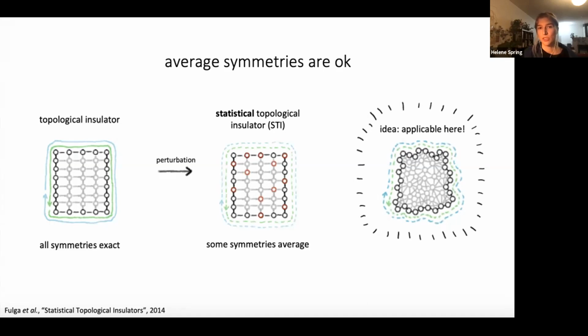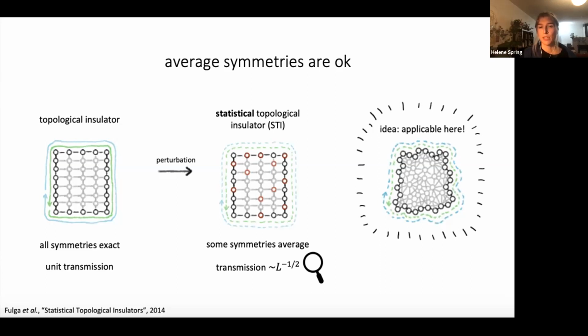Statistical topological insulators are characterized by average transmission dropping as the system size increases, as opposed to the unit transmission we're used to seeing in topological insulators with exact symmetries. So decay here is still much slower than the drop-off of transmission in a trivial insulator, which drops off exponentially with system size. So we're not talking about localized edges here.